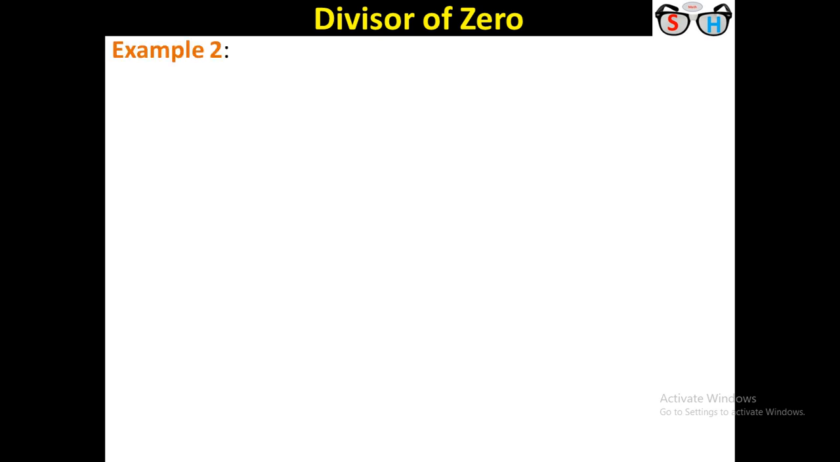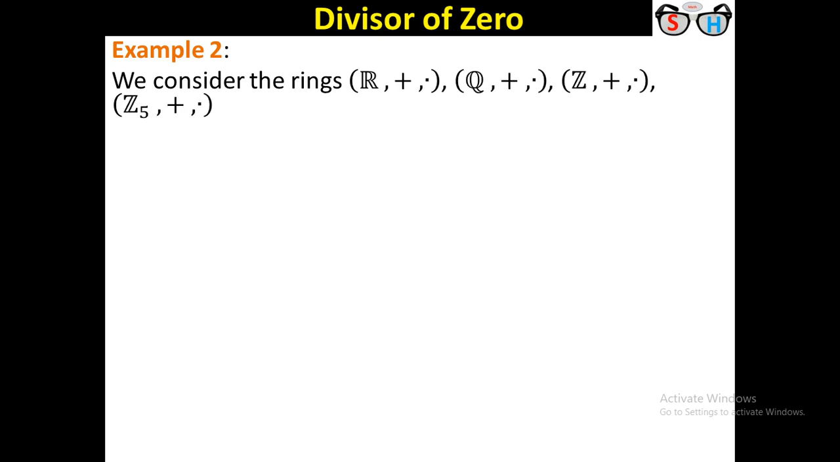Now we consider example 2. Here the rings of real numbers, integers, and rational numbers are all rings containing no divisors of 0. We consider the rings R, plus, dot; Q, plus, dot; Z, plus, dot; and Z5, plus, dot.